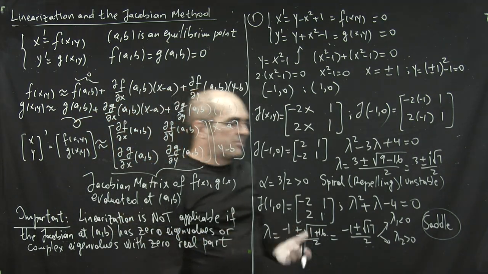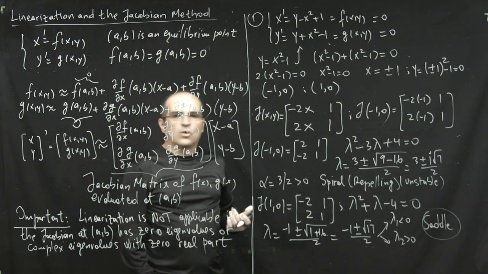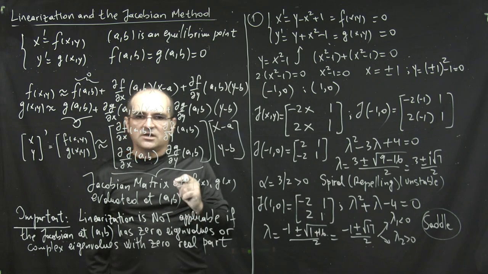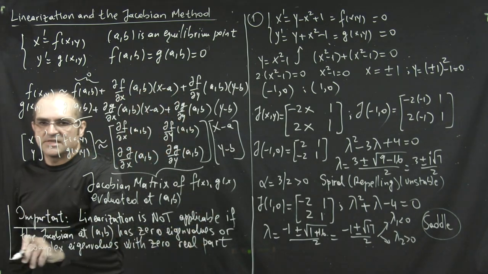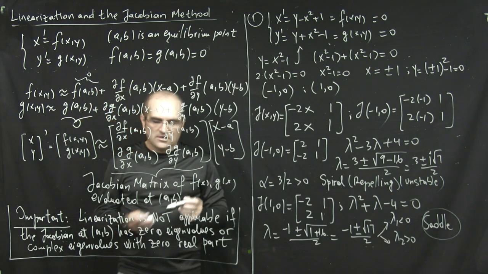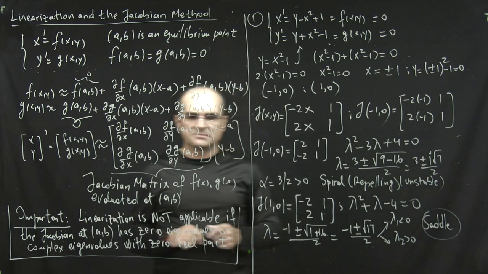So in the next part, we're going to move on with maybe 2 or 3 more examples. And we're going to finish with an example in which, because let's not forget, the method doesn't work because of a 0 eigenvalue or an eigenvalue with a 0 real part.